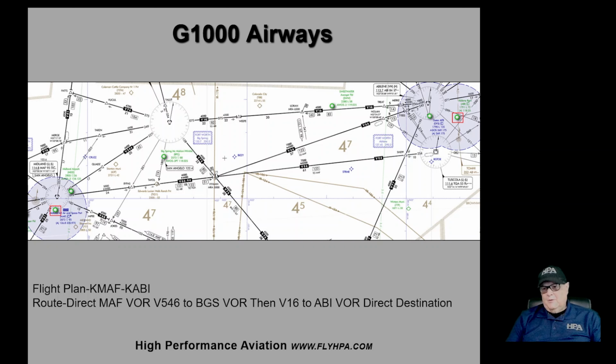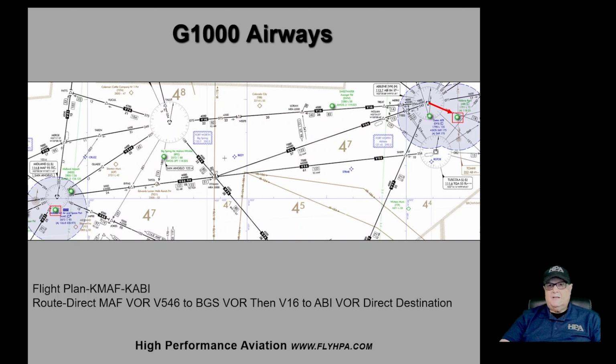Today we're going to look at loading airways into the G1000. For IFR pilots, this is going to be a neat way to customize your flight plans, and I think you'll enjoy it. So as we look at this PowerPoint presentation, we're going to fly from Midland to Abilene, Texas. We're going to go via the MAF VOR. We're going to pick up Victor Airway 546 up to Big Springs, and then from Big Springs, we're going to go Victor 16 to Abilene VOR, and then from there, we're going to go direct to the Abilene airport.